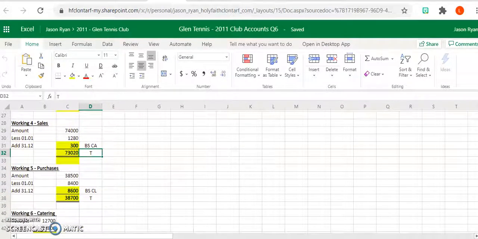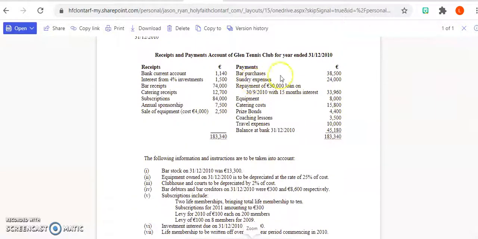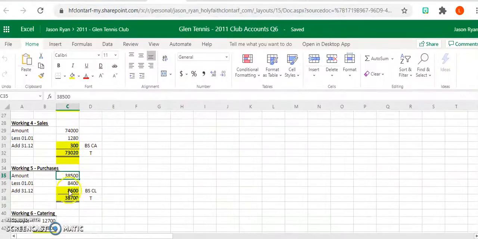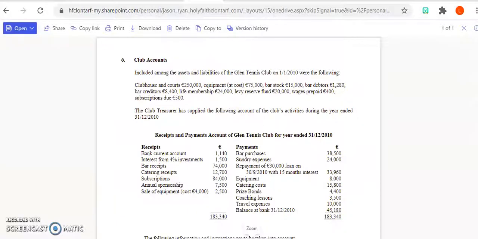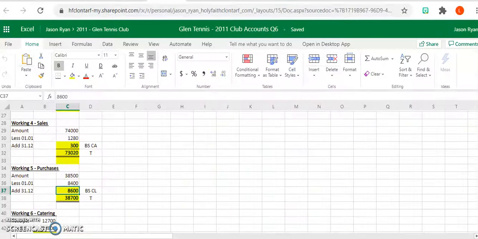Then your next working is going to be your purchases. So it'll be 38,500. That's taken straight from the question. So bar purchases. Any creditors at the start of the year, you're going to take them away because that's for the previous period. So less 8,400. And then any creditors at the end of the year, you're going to add them on. Remember, they'll also go into your current liabilities in your balance sheet because they're a liability. So your creditors, 8,600. So you're going to get 38,700.